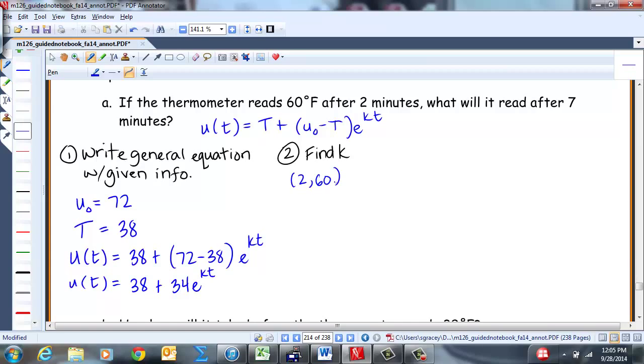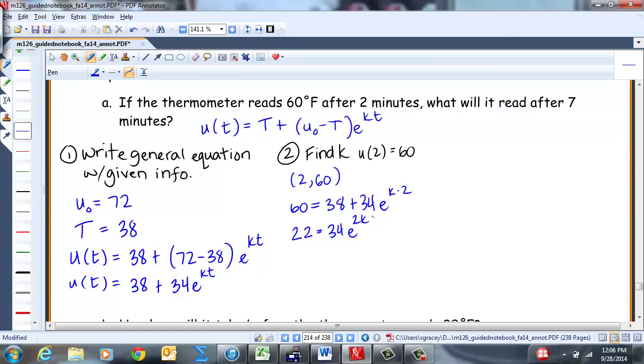So basically, what are we going to be using to find k? We're going to be using the fact that u at 2 is equal to 60. So here we go. We're going to say 60 is equal to 38 plus 34 times e to the k times 2. So we can take away 38 from both sides and we'll get, I think, 22 is equal to 34 times e to the 2k.